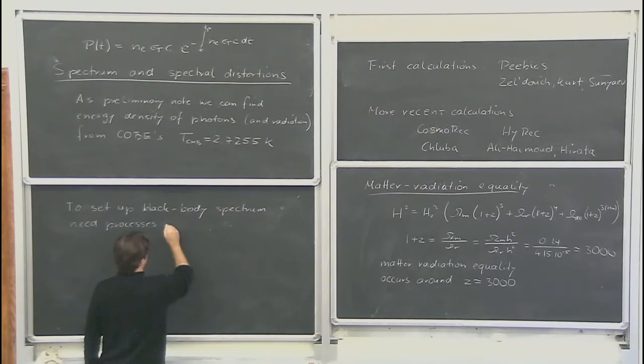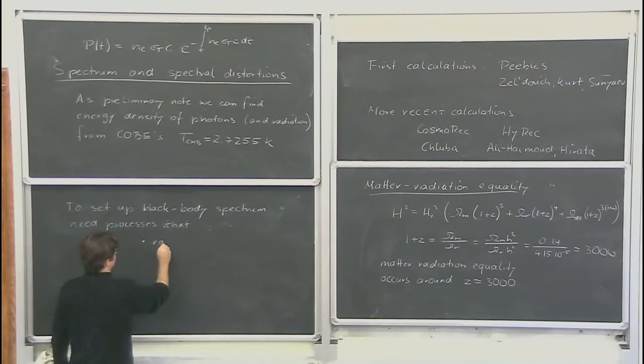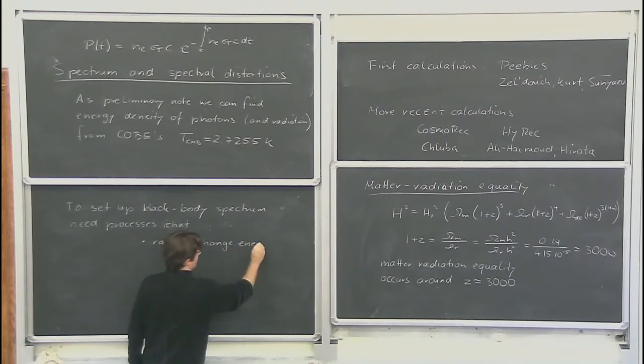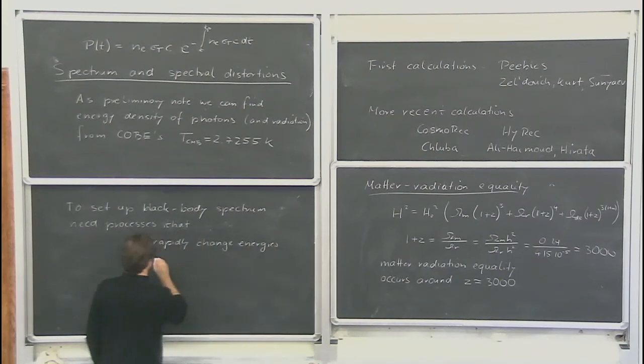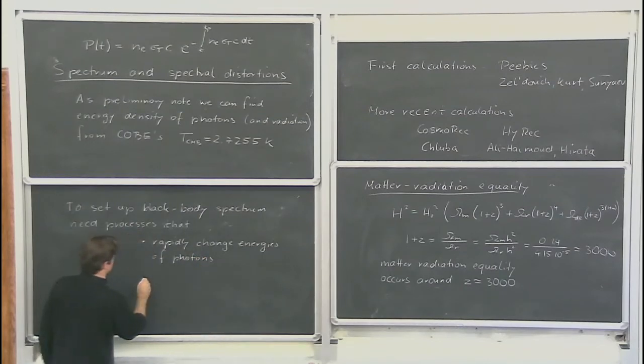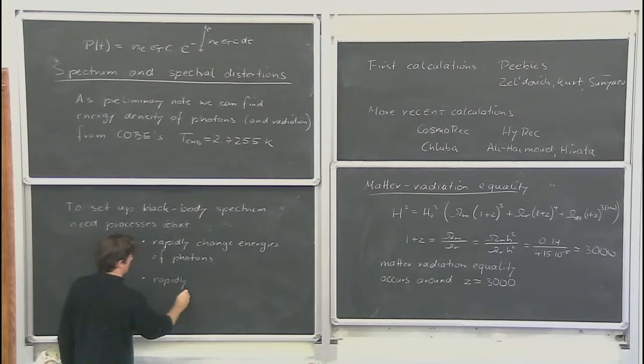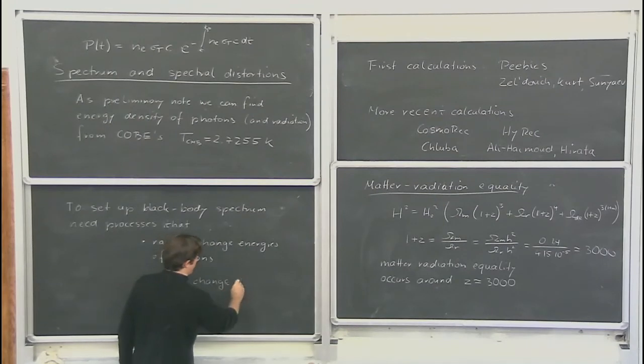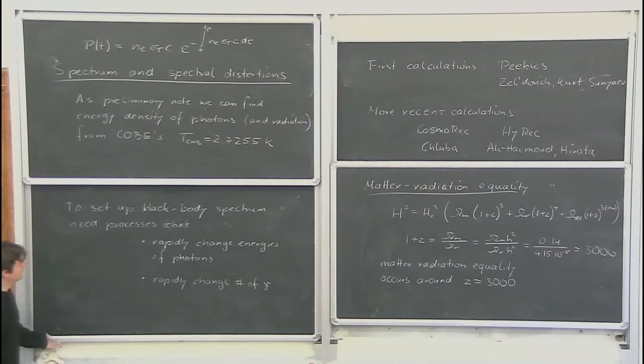Well, let's make bullet points because there's a number of things. And we need processes that rapidly change the number of photons. So processes that rapidly change the number of photons.